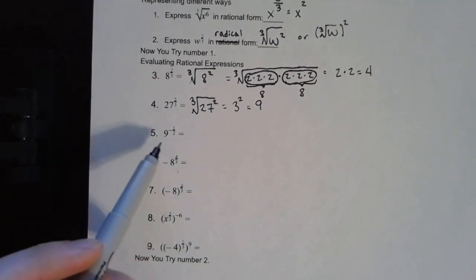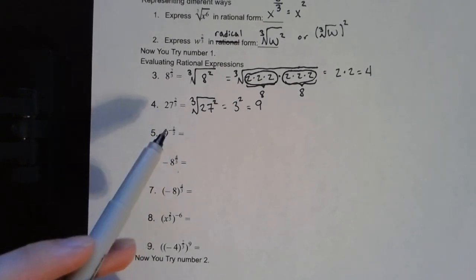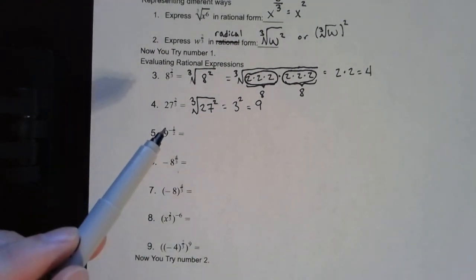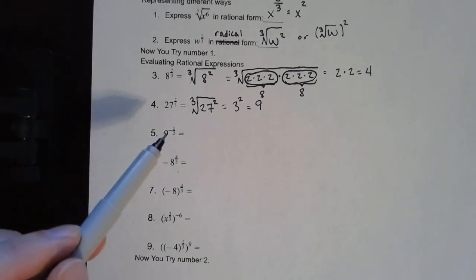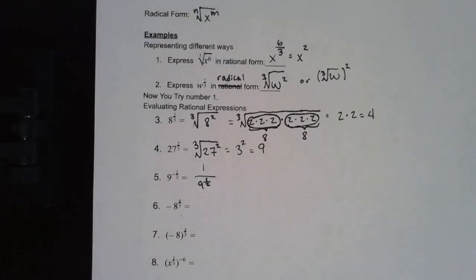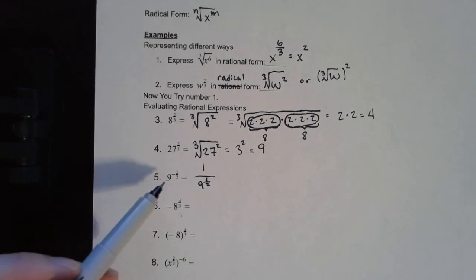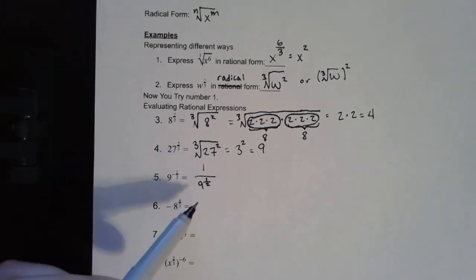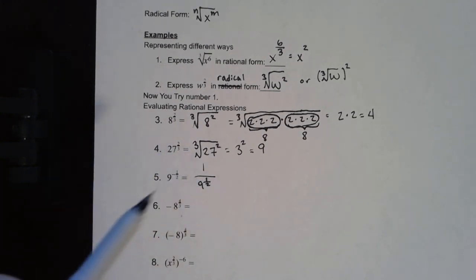This next example is a little more complicated. We have 9 to the negative 1/2. Now, once we start combining negative exponents and rational exponents, I think there's a lot of room to get confused there. Don't forget that negative exponents means we need to move this whole thing to our denominator to make our exponent positive. So I'm going to go ahead and do that now. So here, instead of having 9 to the negative 1/2 in the numerator, we move this to the denominator, and now we have 9 to the positive 1/2.